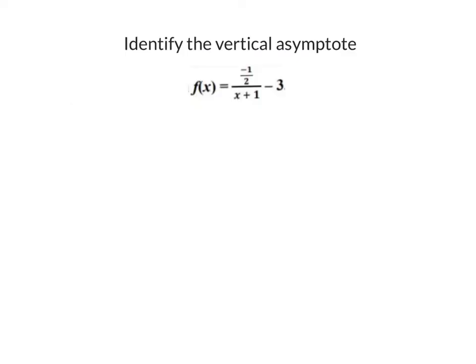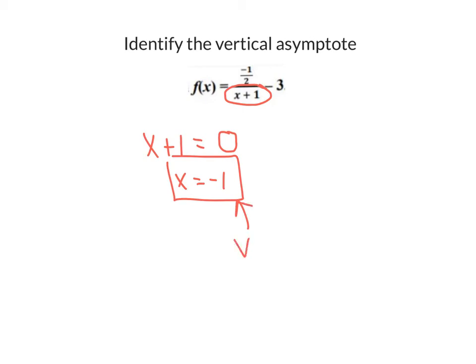In this first example, we're given what's actually called a reciprocal function, which is a subset of rational functions. If we want to find the vertical asymptote, we take our denominator, which is x plus 1, set it equal to 0, and solve. That's easily done by subtracting 1 on both sides. So you have a vertical asymptote at the line x equals -1. I usually just denote that with a VA for vertical asymptote.